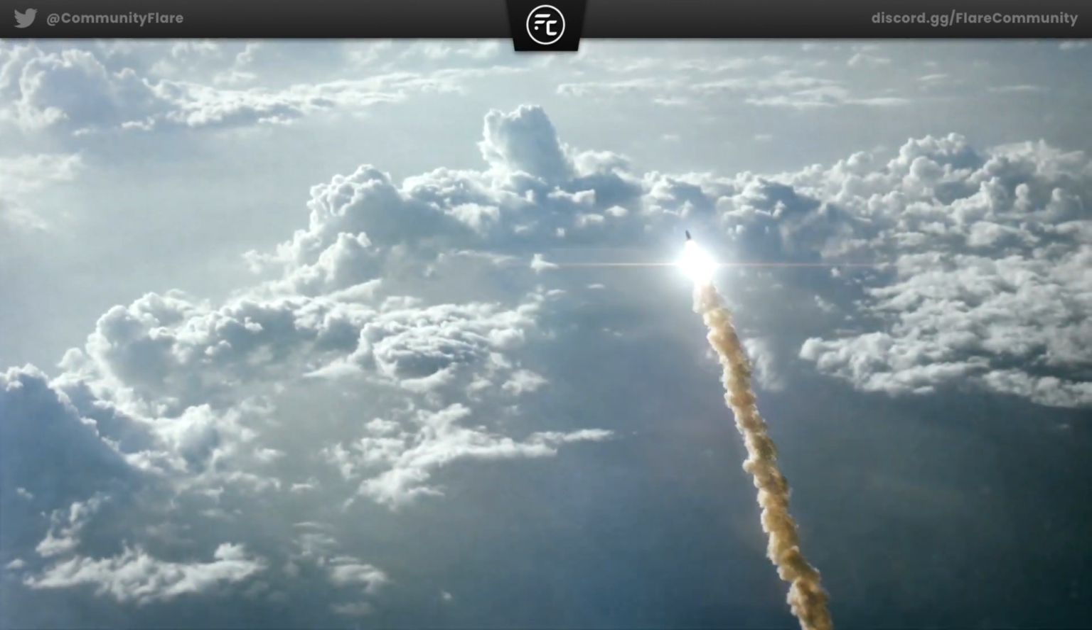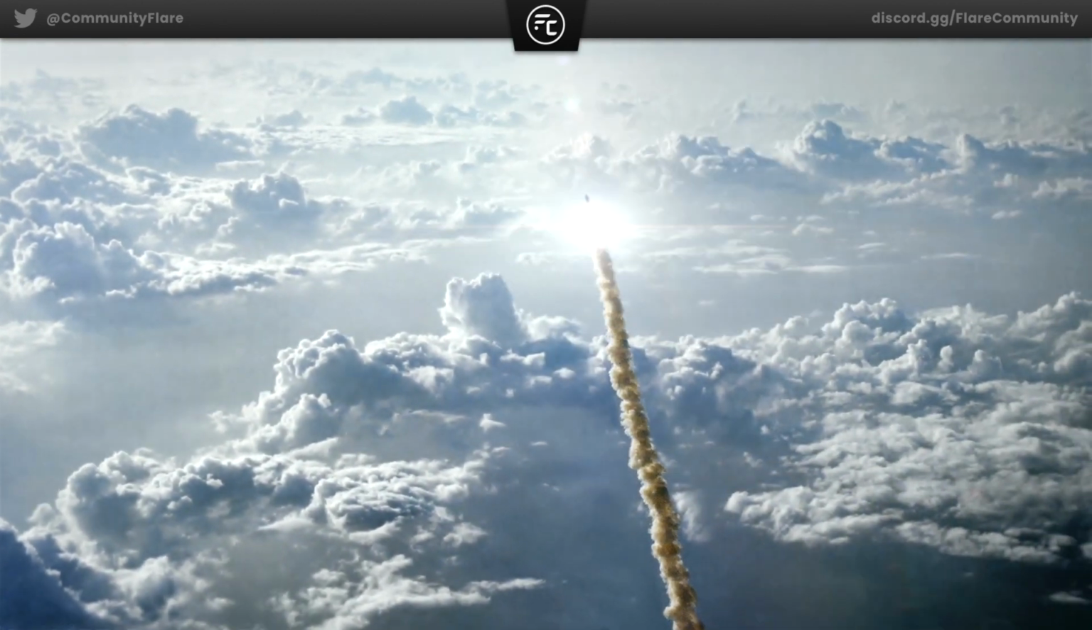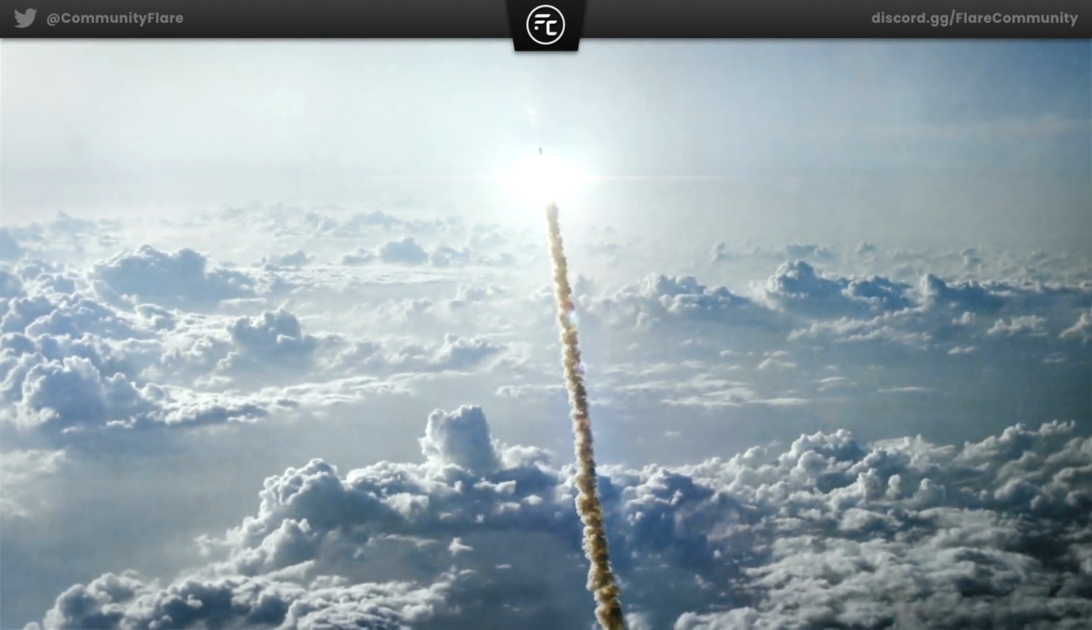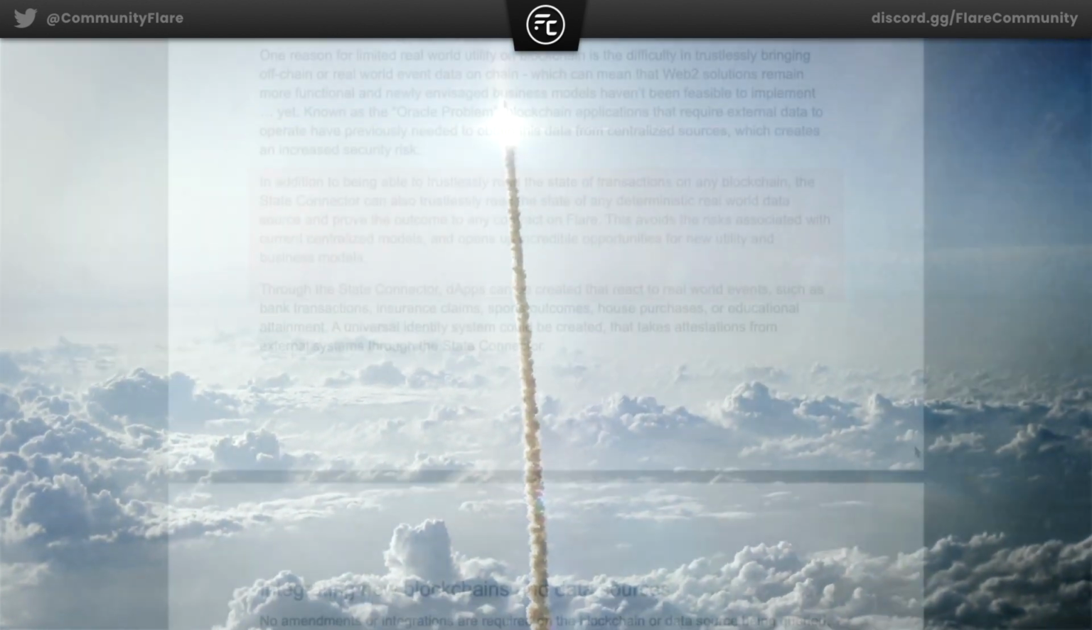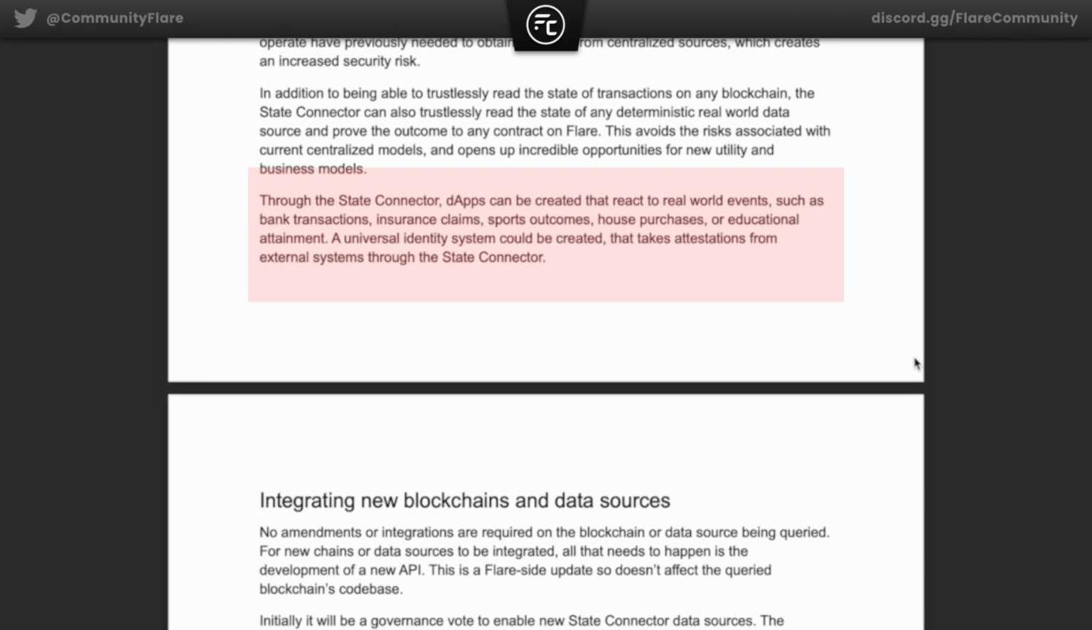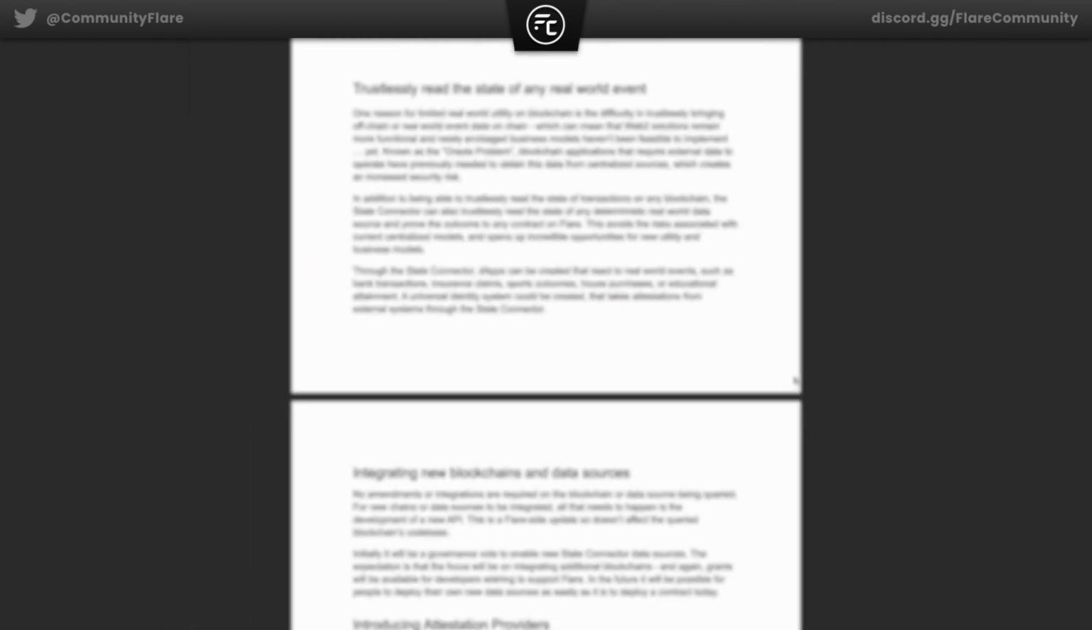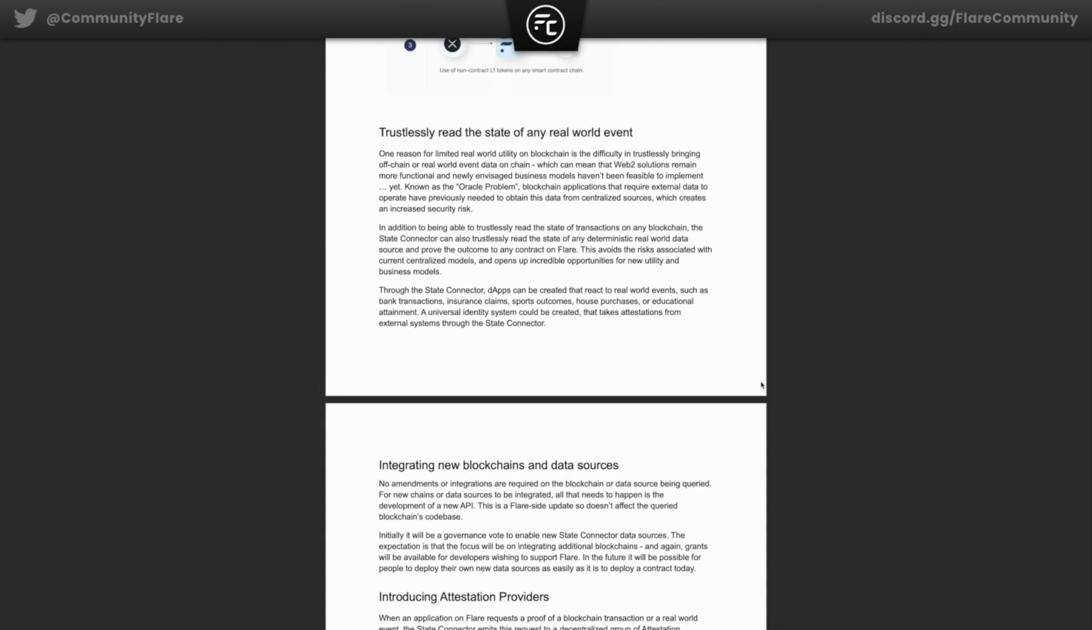I think the state connector really is something novel, and sooner or later, once these use cases emerge, people will really start to understand. Through the state connector, decentralized applications can be created that react to real-world events, such as bank transactions, insurance claims, sport outcomes, house purchases, or educational attainments. A universal identity system could be created that takes attestations from external systems through the state connector. So many different use cases.